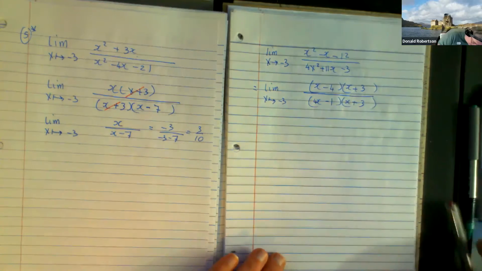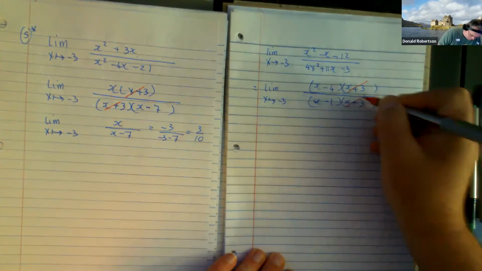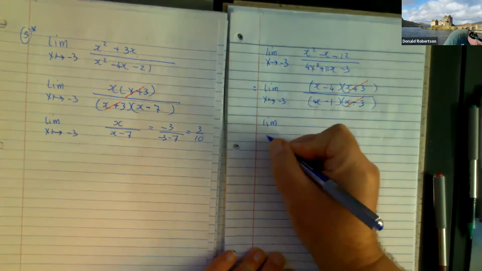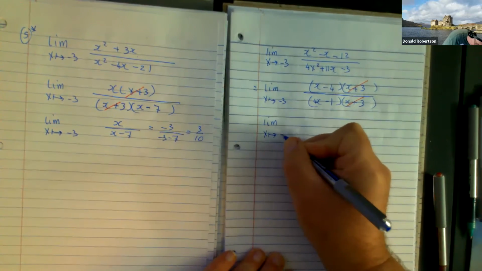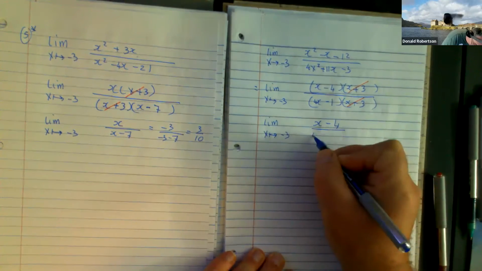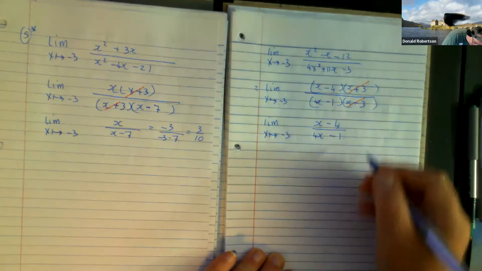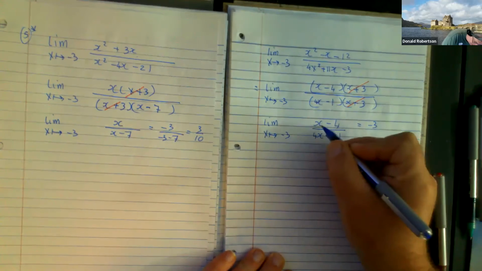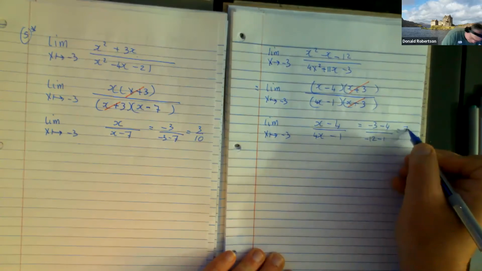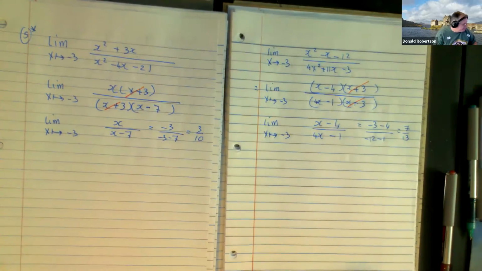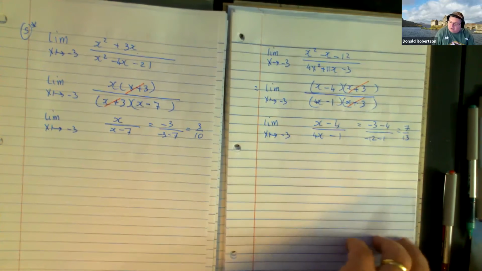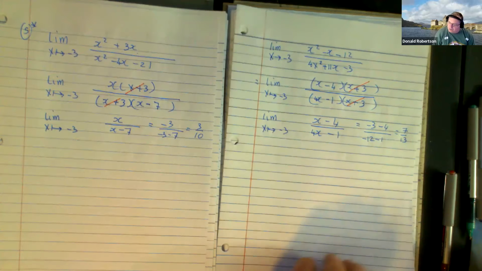Now, we can cancel 1 for 1. And now we are looking at the limit as x tends to -3 of x minus 4 over 4x take away 1. And I'll replace the x with -3. And that's -7 and that's -13. So you get positive 7/13. Looking good? Any questions so far?